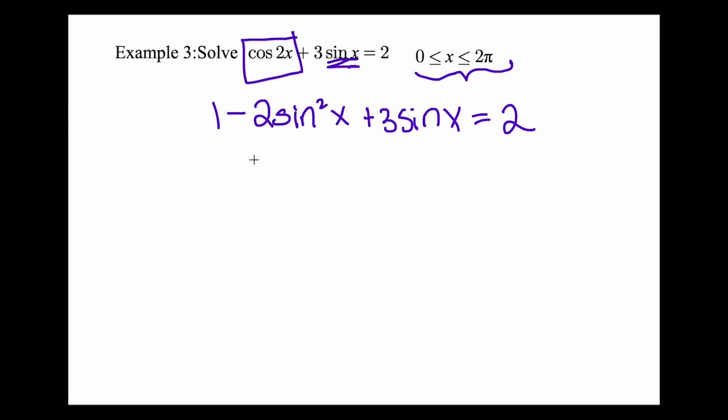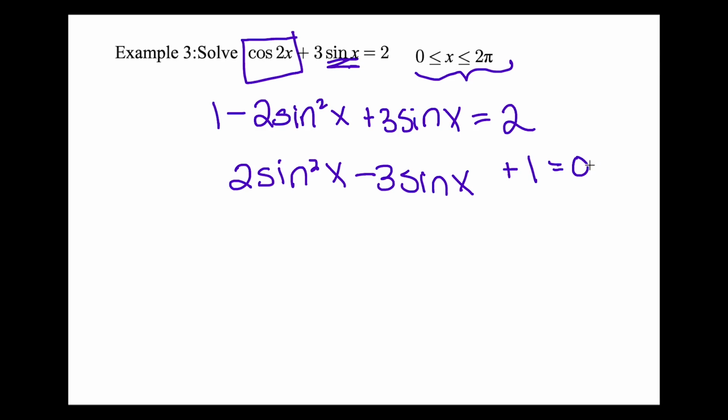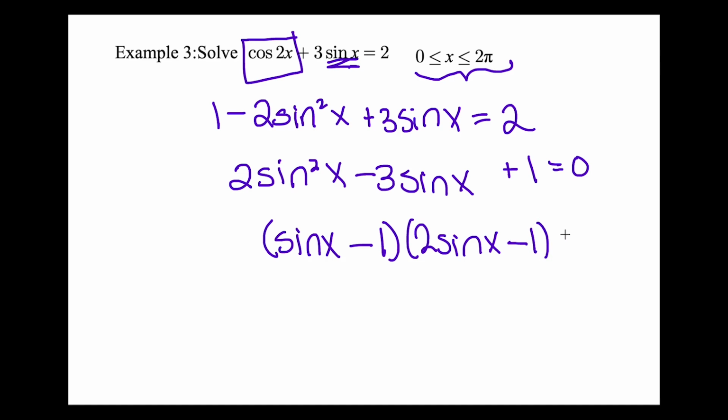Okay, so moving it all to one side, setting it equal to 0: 2 sine squared x minus 3 sine x plus 1 equals 0. Factor it: sine x minus 1 times 2 sine x minus 1 equals 0. So sine of x is 1, or 1/2.